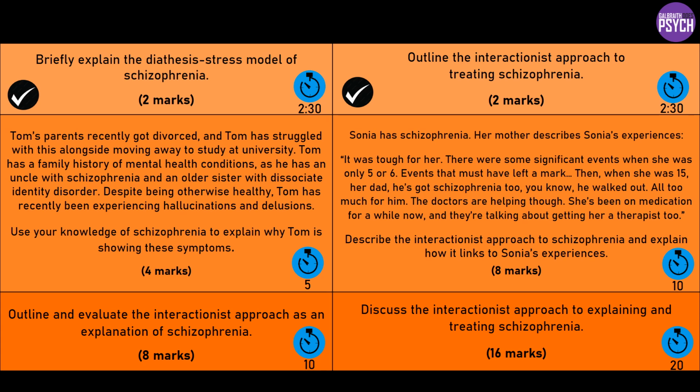So, 2 marks of knowledge, we're going to outline the diathesis-stress model or outline what interactionist means. And we're going to make some links, yeah, for 2 application marks. So the predisposition is the family history. The fact that he's got an uncle with schizophrenia suggests there's maybe a genetic risk that's been inherited. Not sure I do much with the DID, to be honest. And the moving away to university and the recent parental divorce, that's put a lot of pressure on Tom. He's experiencing a lot of stress. That's triggered that predisposition, which is why he's experiencing symptoms.